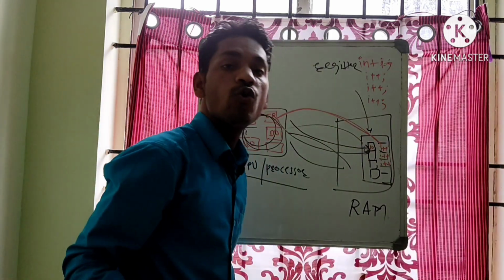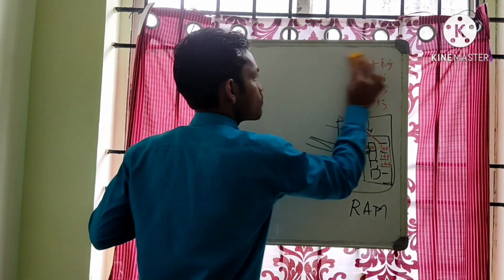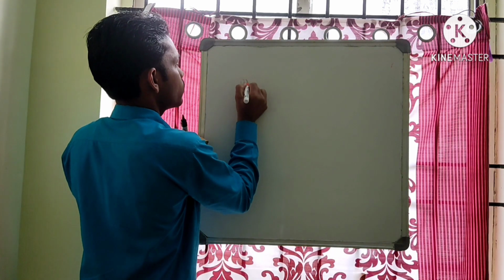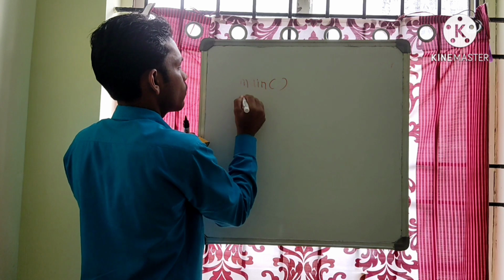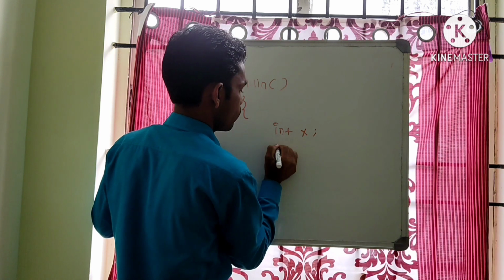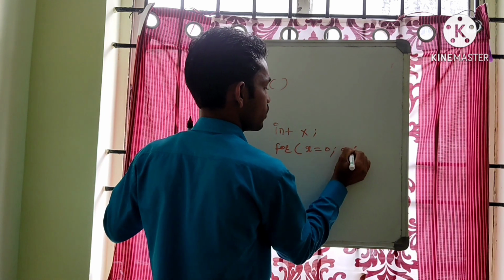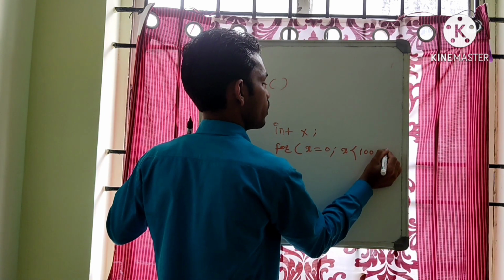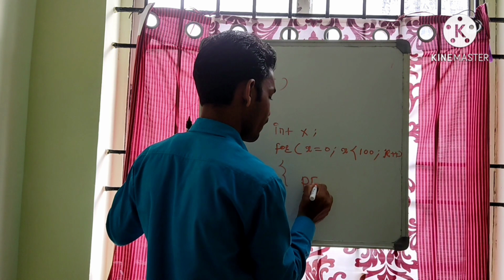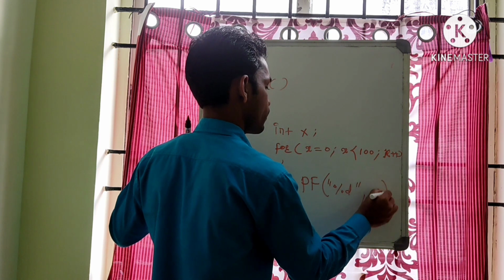Now, I will show where the programmer should go for the register variable. Suppose this is the main, integer x, for x equal to 0, x less than 100, x plus plus, printf percentage d, x.